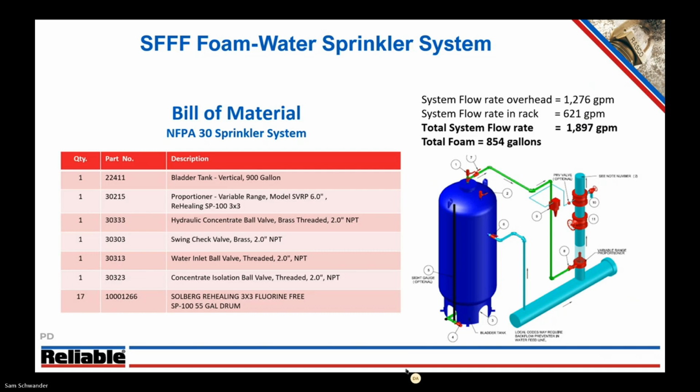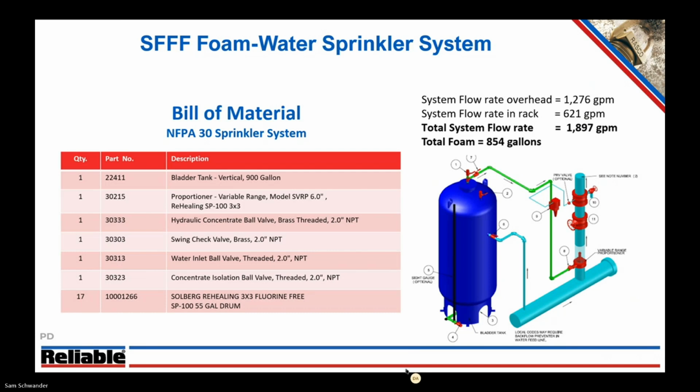So here's what a bill of material of just the foam equipment would look like for the proportioning system, laid out here. So you have the vertical bladder tank, the 6-inch variable ratio controller, the hydraulic concentrate control valve. Now, typically, we will size the concentrate piping to the inlet size of the ratio controller. In this case, it's 2-inch piping.